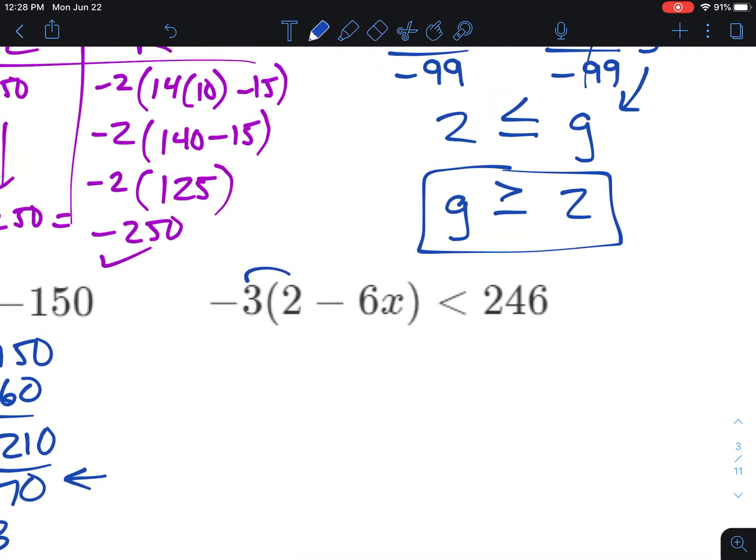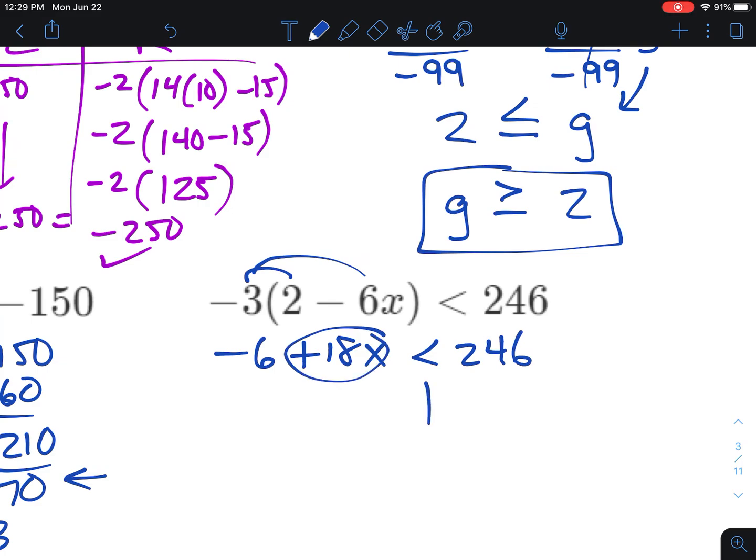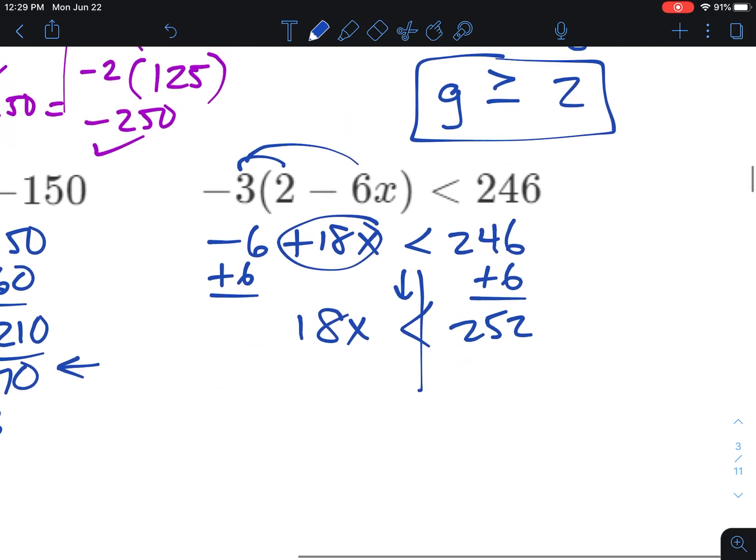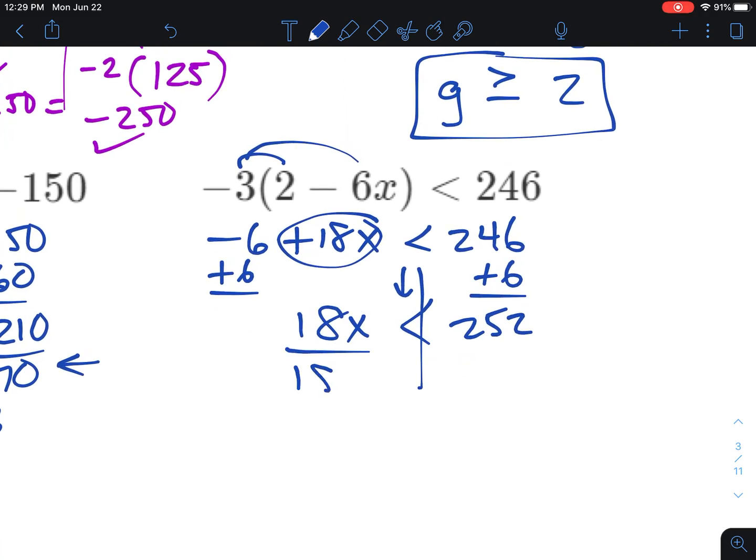One more here. Let's multiply in first. Negative 6 plus 18x is less than 246. Back to our two-step. Let's add a 6 over. So 252 and 18x, bring down the symbol. Let's divide both sides by 18 to get our answer.